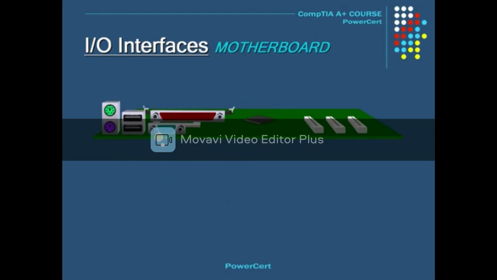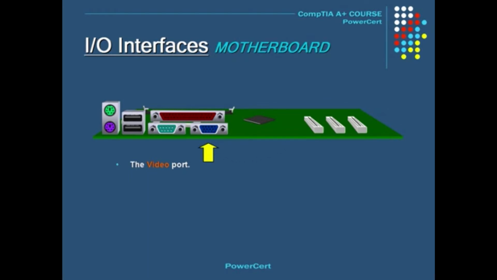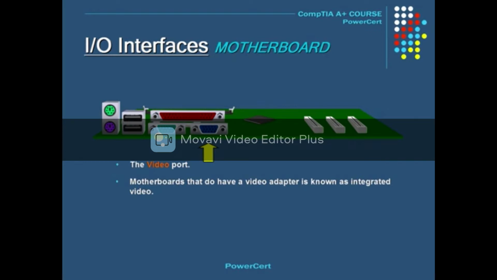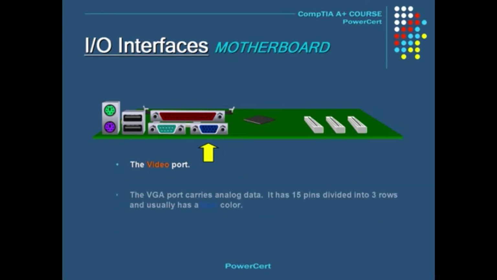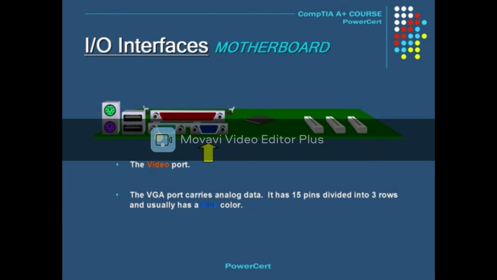A video adapter is another interface that could appear on the motherboard. Now I say it could appear because some motherboards have a video adapter and some don't. But the motherboards that do have a video adapter, then this is known as integrated video, because the video adapter and the motherboard are essentially one unit. The video adapter is what generates images from your computer to your monitor. The most common kind of port on an integrated video adapter is VGA, which stands for Video Graphics Array. The VGA port carries analog data. It has 15 pins divided into 3 rows and usually has a blue color.